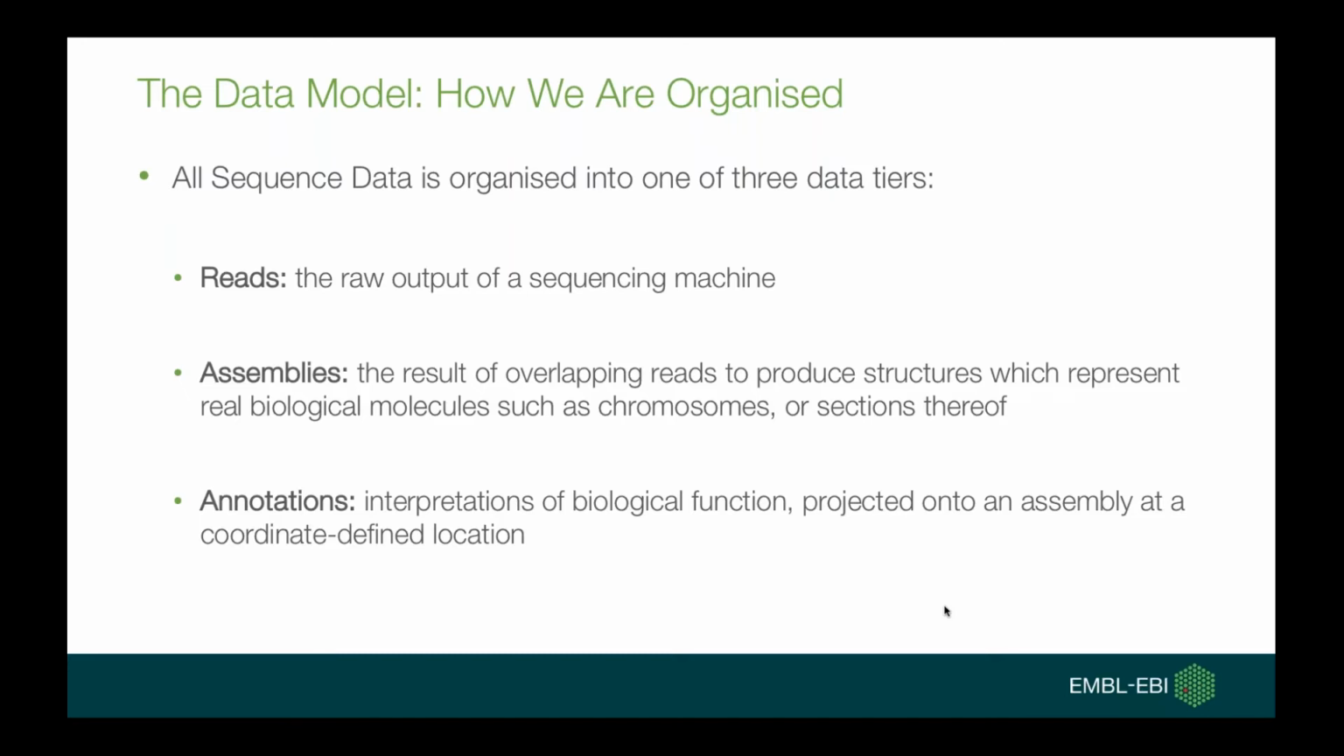And the final tier is the annotation tier. So this is all about function. This is projecting some function onto that assembly, saying between coordinate X and coordinate Y, we have this coding sequence, for example. But that's really the data model. It gets subdivided a bit more, but that's basically how it works. All sequence data gets organized into these three data tiers.